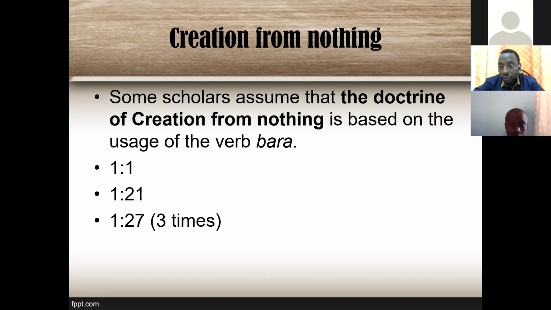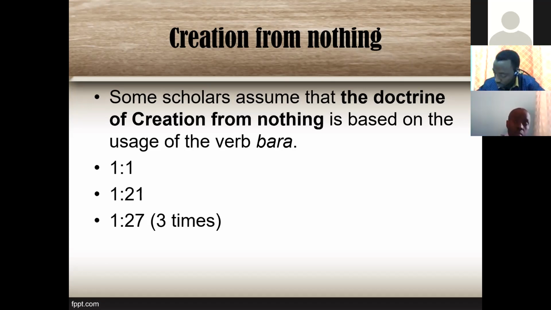So it is clear, as Pastor Postel already mentioned, that man was not created out of nothing. The second chapter of the book of Genesis explains how man was created. He was created from the dust of the earth. So he was not created out of nothing. So in this case, we cannot say that the doctrine of creation from nothing is based on this usage of the verb bara.